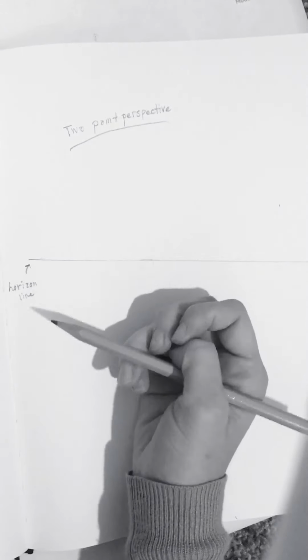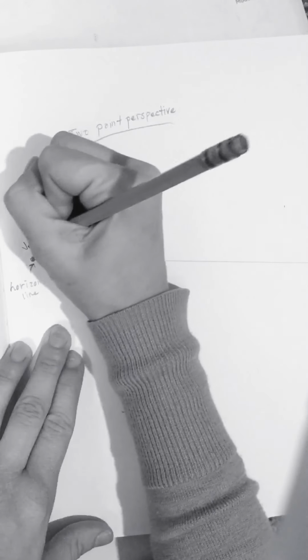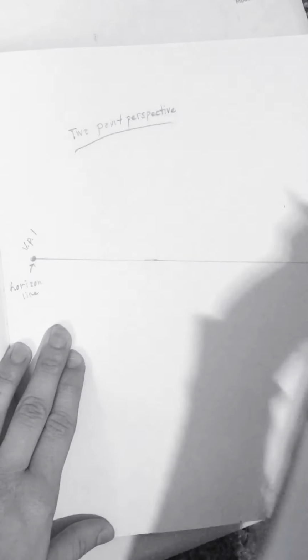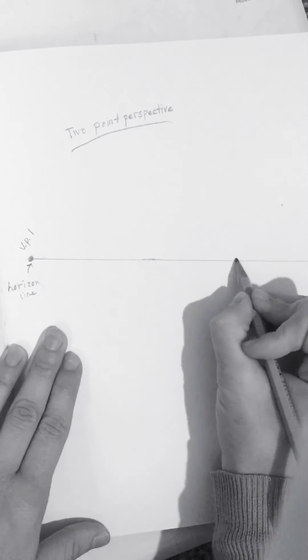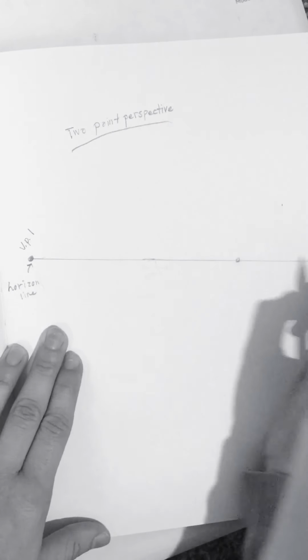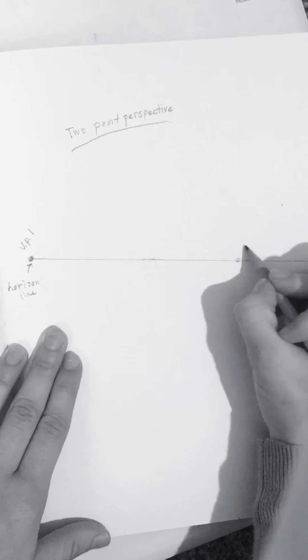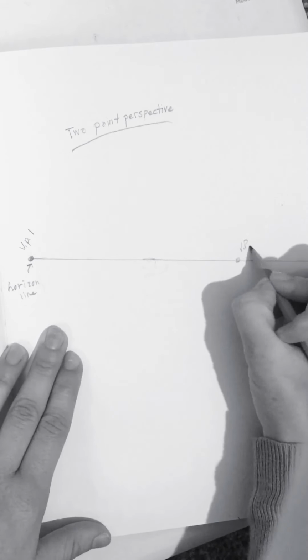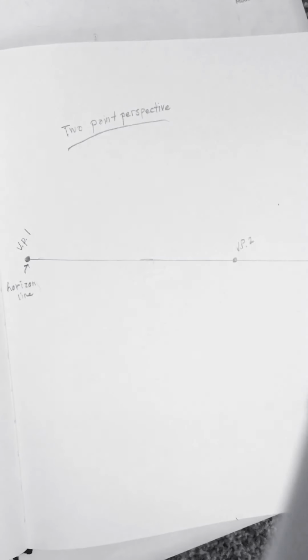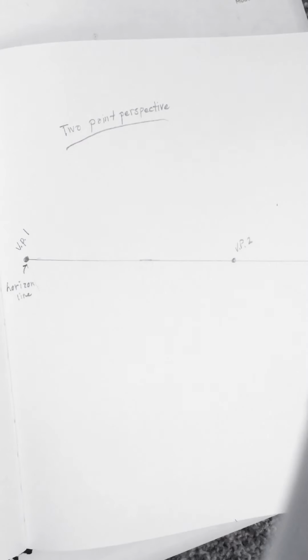Now we're going to be learning about two-point perspective. When using two-point perspective, you will still have a horizon line, but this time you will have two vanishing points. So I'm going to label this VP1. And then you will have a vanishing point at the opposite end of your drawing, and that's what I'm going to label VP2. So I've got two vanishing points, okay?